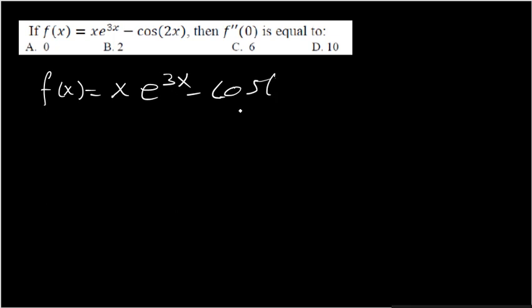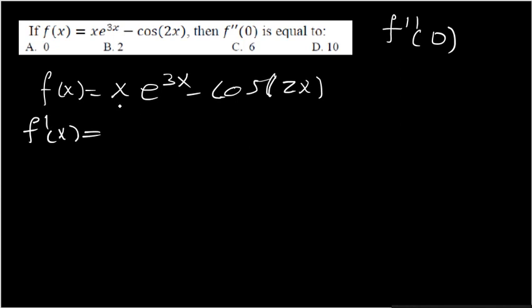The next question here: given f of x is equal to, let's write it, x e to the power of 3x minus cosine of 2x. This is given to us. And then we are asked, we need to find f second derivative at 0. First, we need to differentiate this one twice.